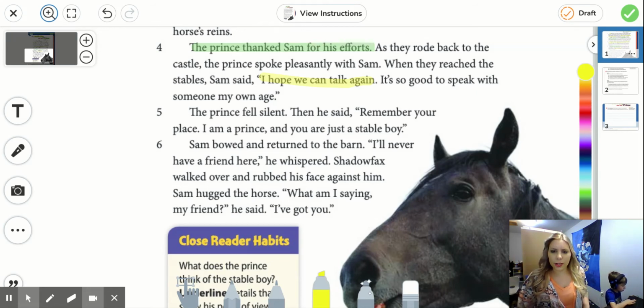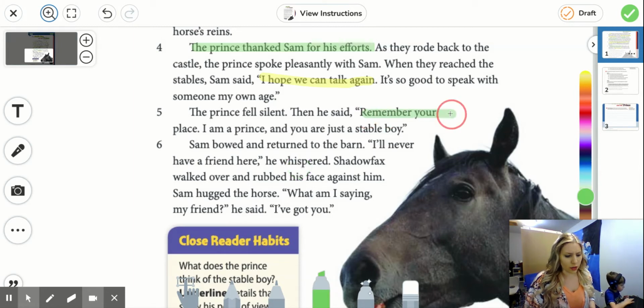This stable boy didn't have to do anything when he saw the prince's horse run off with him, but he didn't think about it. He wanted to help, so he runs to help him. He saves his life. They're talking to each other, and he's like, "Hey, I hope we can talk again soon." And he says, "Remember your place." So we're going to turn this green because it's Prince Oliver, who's not a very nice person. "Remember your place. I am a prince and you are just a stable boy."